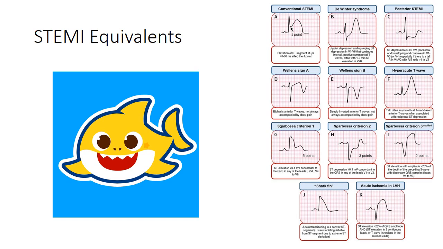Along with our previous definition, here are some examples of STEMI equivalents in the ECG morphologies that also represent epicardial ischemia and warrant strong evaluation for cath lab activation.